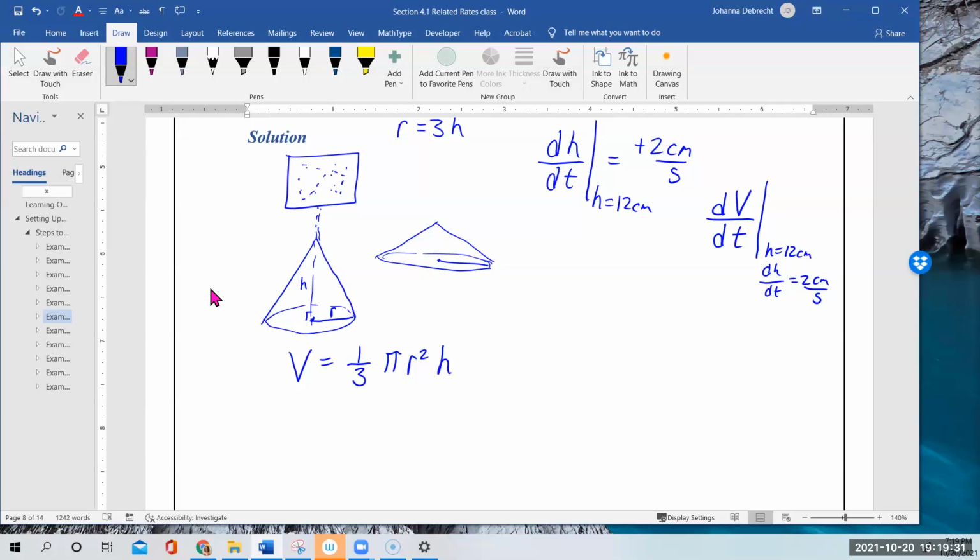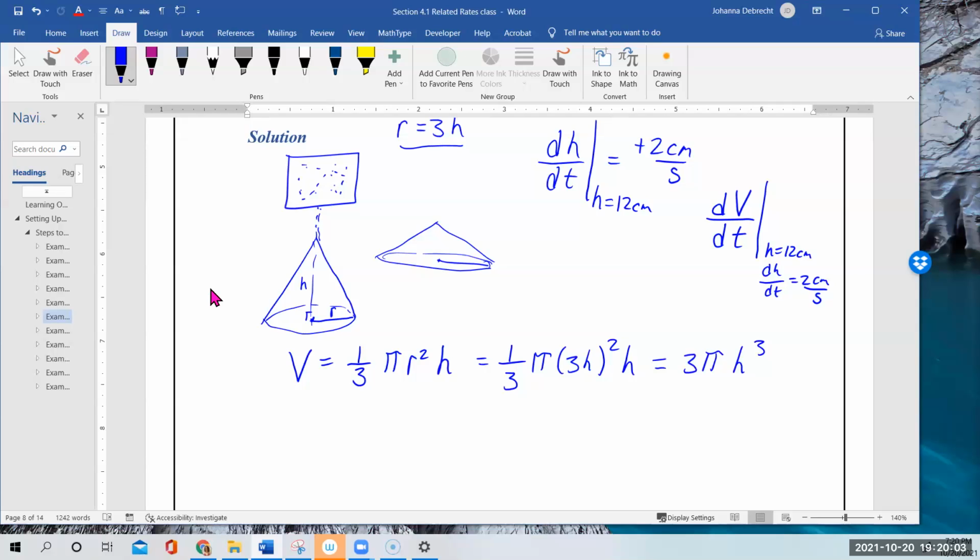Can I get rid of the r in the equation and replace it with something in terms of only h? The answer is yes. Because the radius is always 3 times the height, I can replace r in the equation with 3h and square it. That will give me 9h squared to replace r squared, and that gives me 3 pi h cubed as my equation.